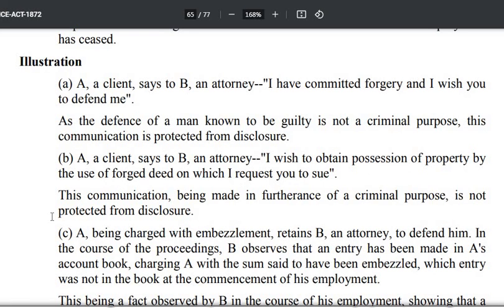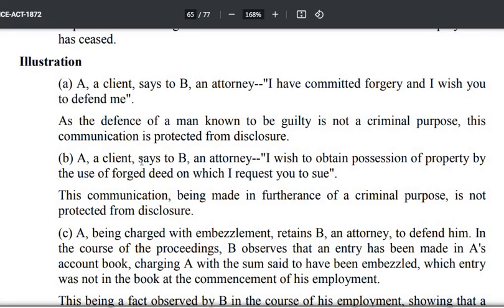अब इसमें इलस्ट्रेशन देख लेते हैं. A client says to B, a lawyer, I have committed forgery and I wish you to defend me. अब बताइए लगेगा कि नहीं लगेगा प्रिविलेज्ड कम्युनिकेशन? Answer is yes. As the defense of a man known to be guilty is not a criminal purpose, this communication is protected from disclosure.